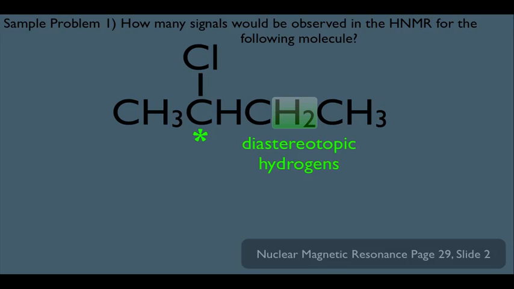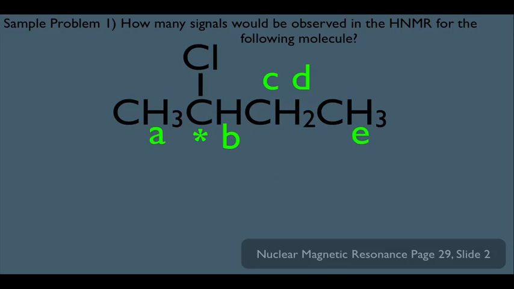Which means now let's try to figure out the number of signals. We'll start here with this methyl and call these the A-type hydrogens, which would make this right here the B-type hydrogens. And now that we know diastereotopic hydrogens are unique, we should see one signal for each one of these hydrogens. So that would be C and then D. And lastly, we have this methyl here. These would be E-type hydrogens. So we should expect to see 5 signals on the HNMR for this molecule.